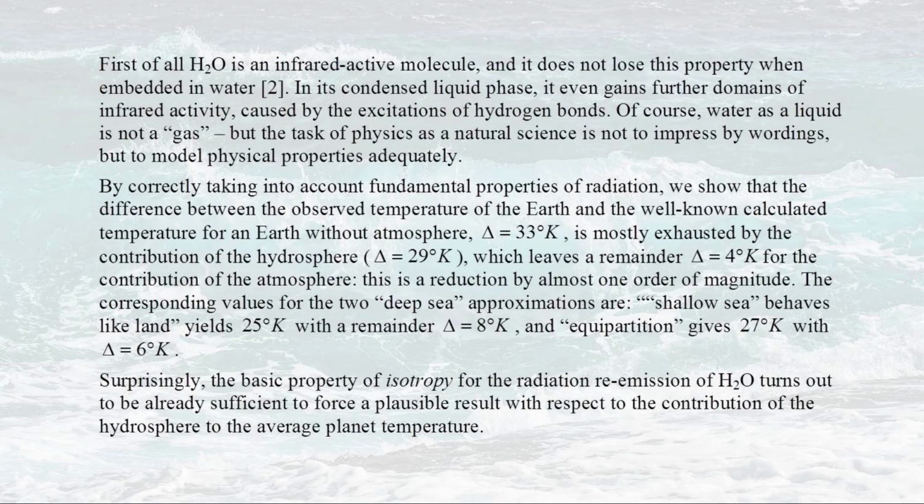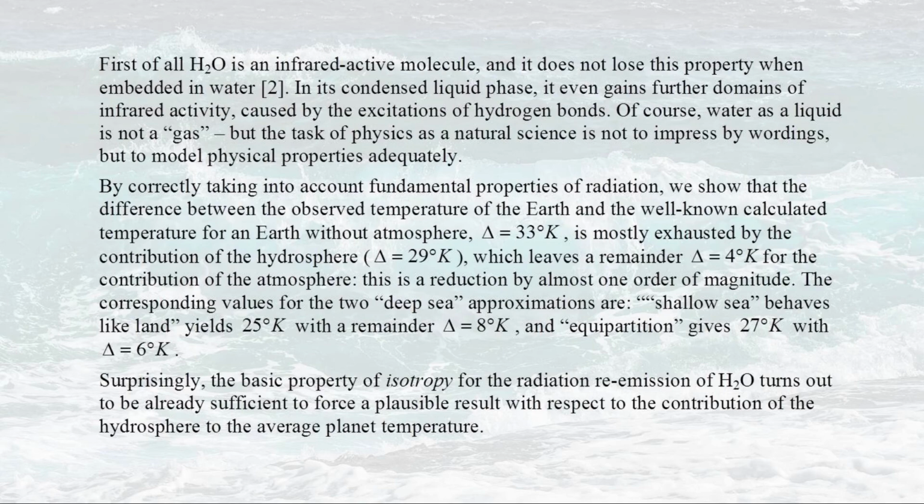By correctly taking into account fundamental properties of radiation, we show that the difference between the observed temperature of the Earth and the well-known calculated temperature for an Earth without atmosphere, 33 degrees Kelvin, is mostly exhausted by the contribution of the hydrosphere, namely 29 degrees Kelvin, which leaves a remainder of 4 degrees Kelvin for the contribution of the atmosphere. This is a reduction by almost one order of magnitude.